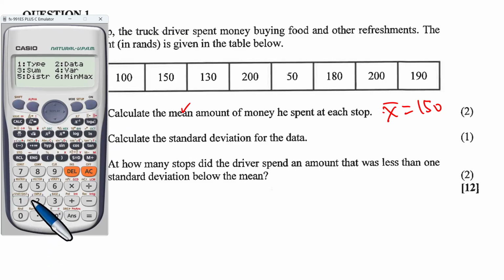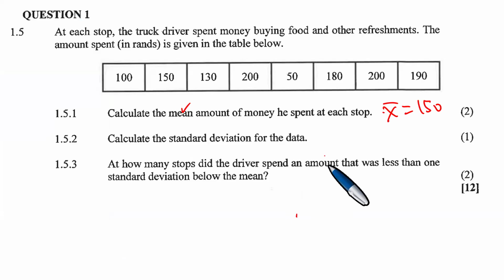Okay, I've seen that. So let's see, 4, variance, and we have the standard deviation. It is 50.50, which means that sigma is 50.50.